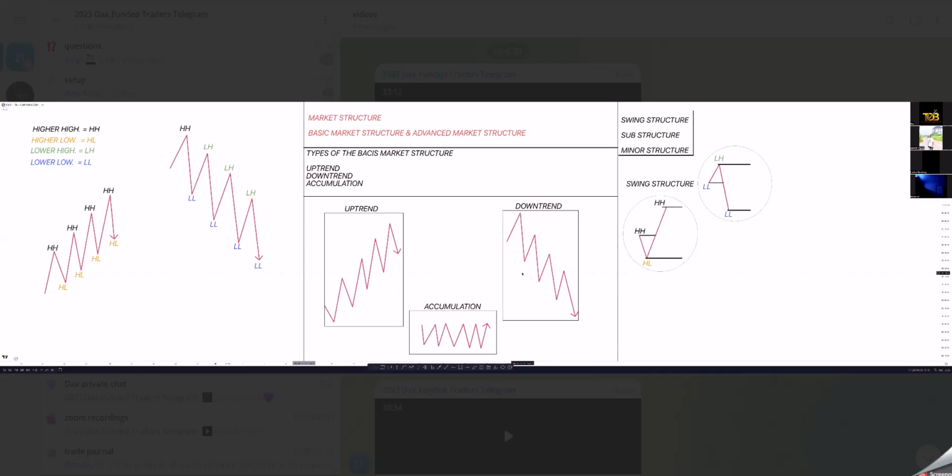All right, guys. So I'm going to be very quick and fast about this. First thing we're actually going to look at is market structure, right? The market structure helps us to determine the direction of the market, right?